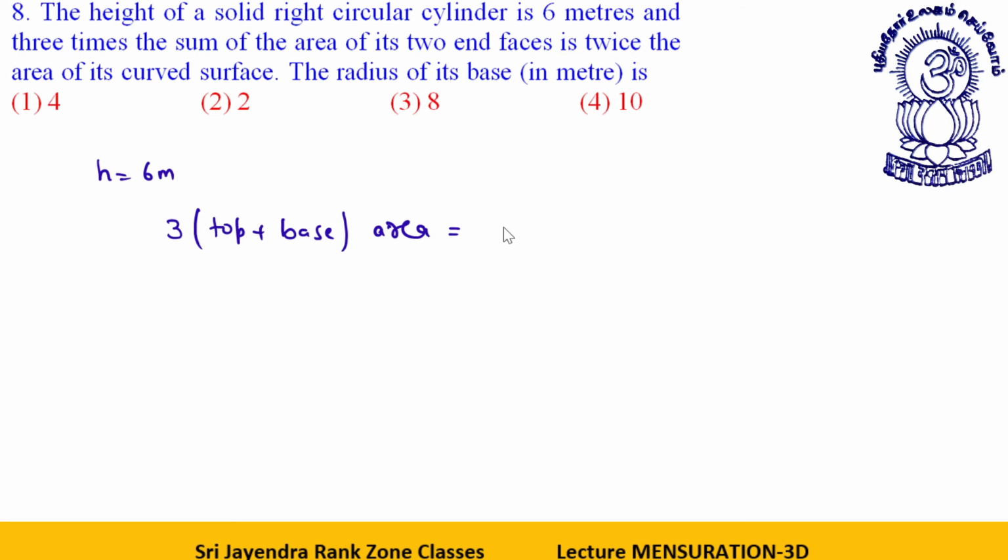1 r and 1 r cancel. H is equal to 3r. Okay. H is equal to 3r. Or I can say 3r is equal to 6, or r is equal to 2 centimeter. This h is given to you as 6. Clear to everyone? Let's proceed to the next one.